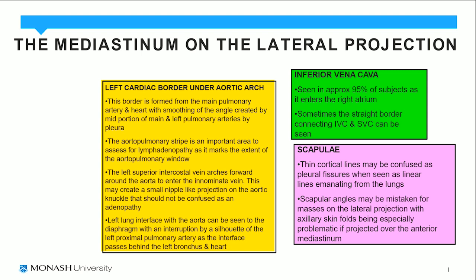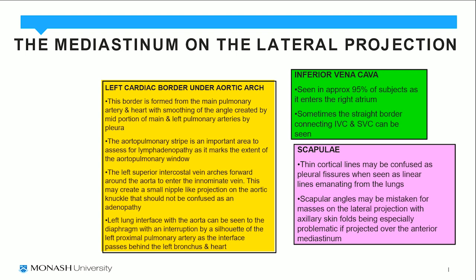The left lung interface with the aorta can be seen to the diaphragm with an interruption by a silhouette of the left proximal pulmonary artery as the interface passes behind the left bronchus and the heart. The inferior vena cava is seen in approximately 95% of subjects as it enters the right atrium. Sometimes the straight border connecting the IVC and the SVC can be seen.